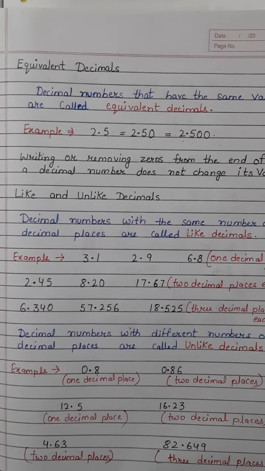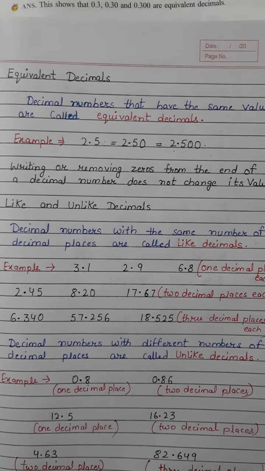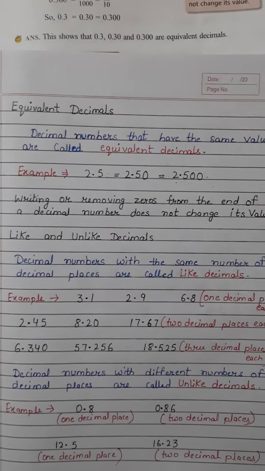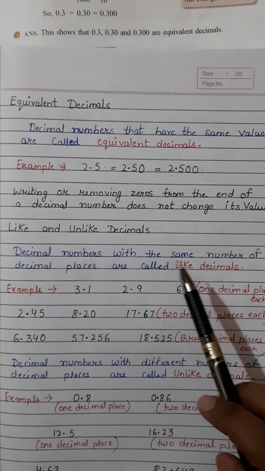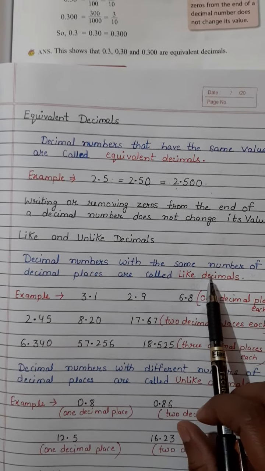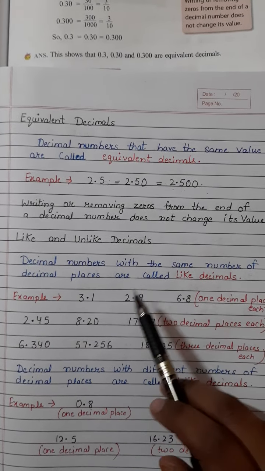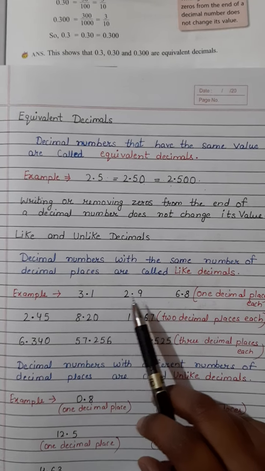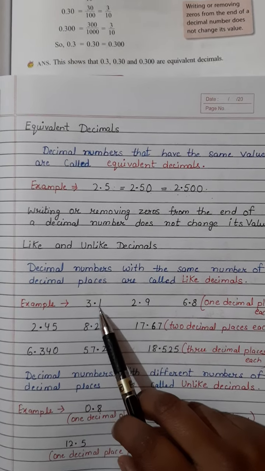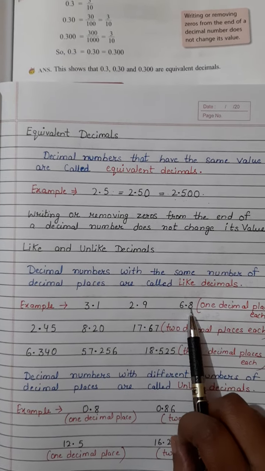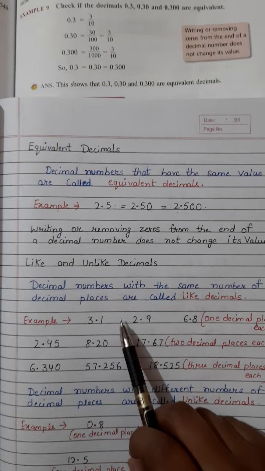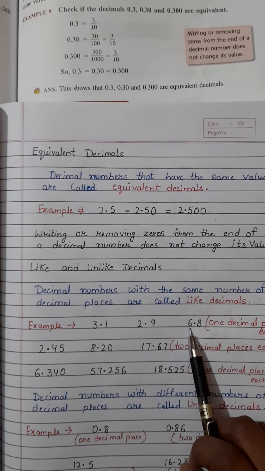Now, like and unlike decimals. Like decimals means those that are the same, and unlike means those that are not the same. Decimal numbers with the same number of decimal places are called like decimals, right? What is the meaning of decimal places? Like this is 3.1, this is 2.9, this is 6.8. You can see after the decimal only one digit is there. These are one decimal place each, right? So all these are like decimals.